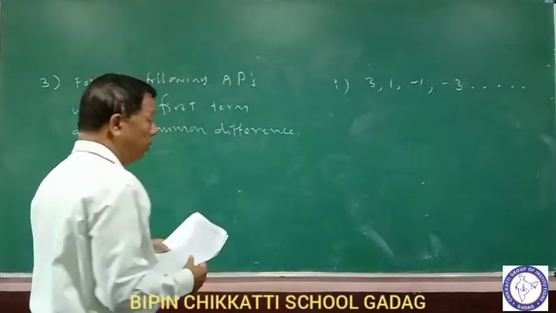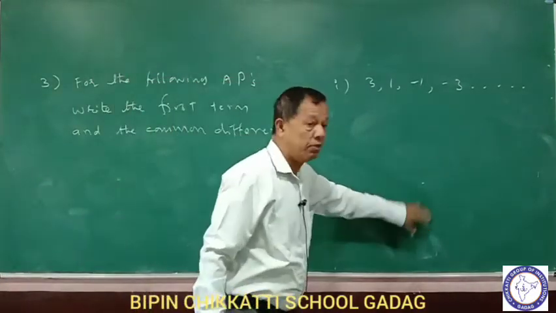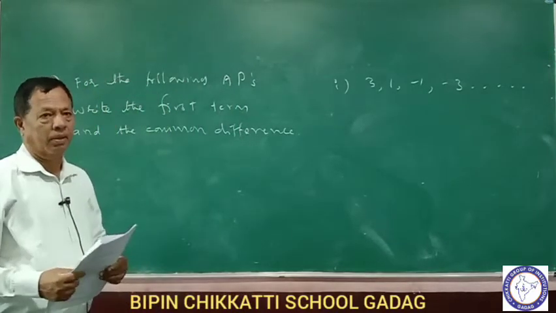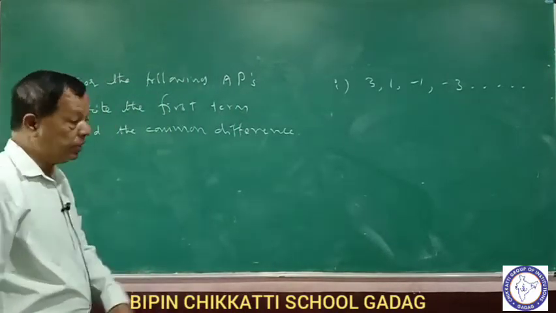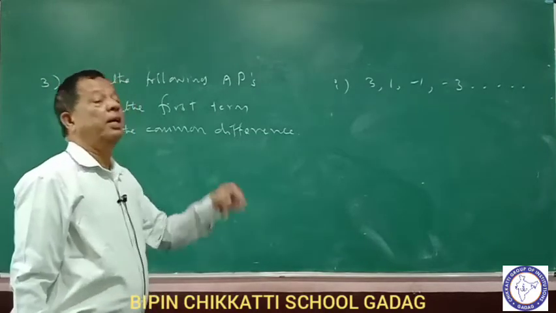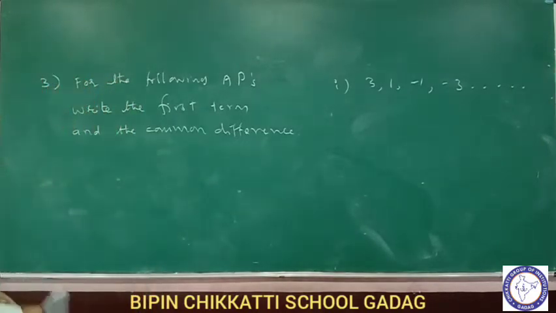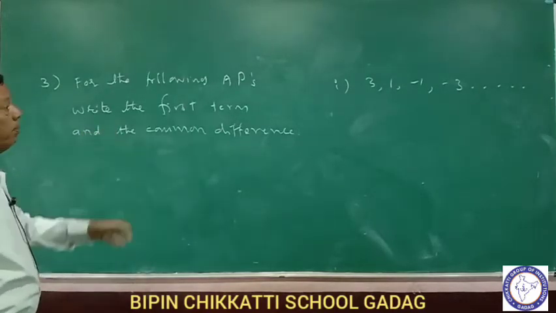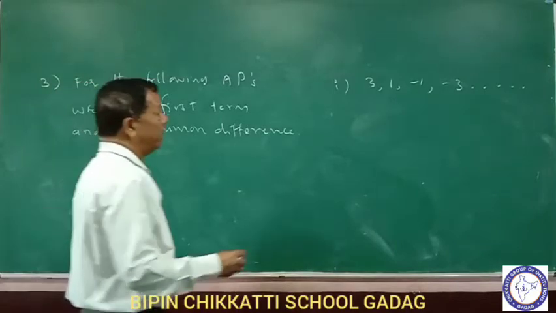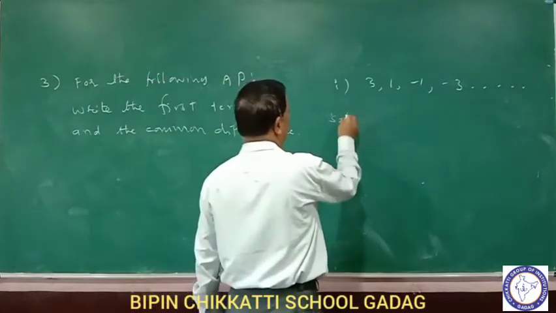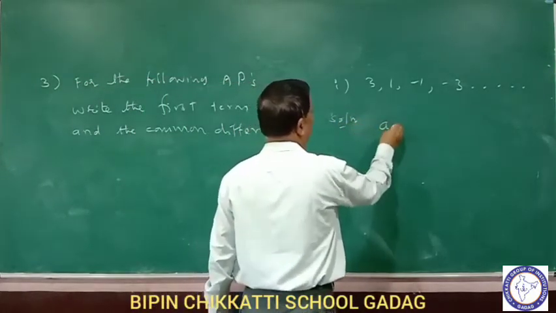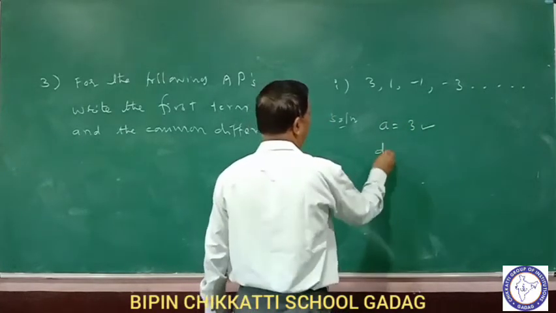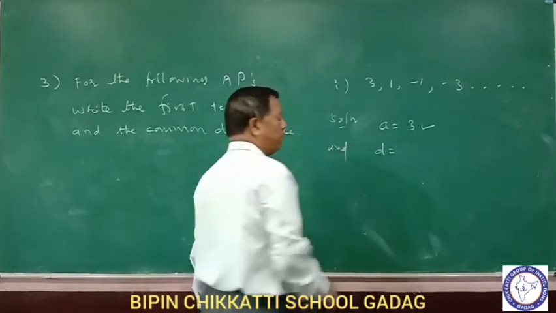And here one thing you remember, you are not going to check whether it is AP or not. Why? Because it is given that the following is AP. Sometimes what happens, first you see whether it is AP or not. If AP, then you find out A and D. But here, for the following APs, write the first term and the common difference. So what is the first term? It is very easy. The first term is A, and the first term is 3.